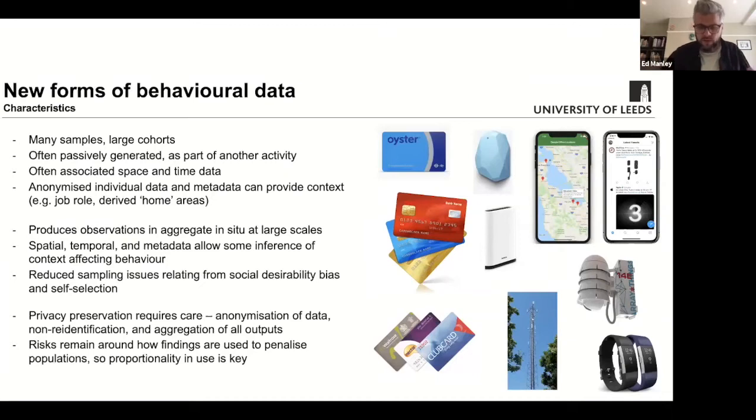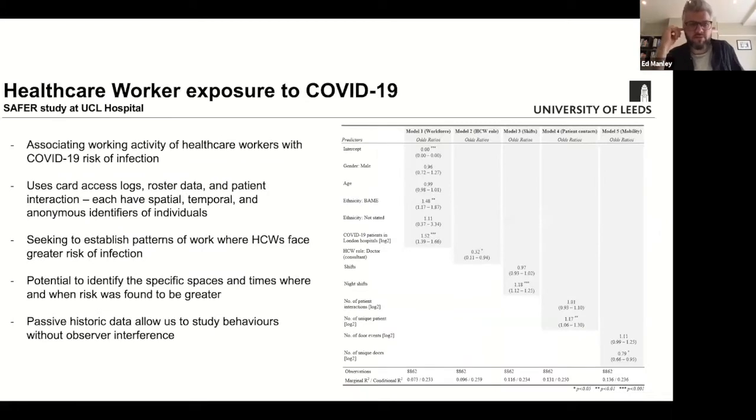So I'm just going to go through a couple of examples in terms of the pandemic where we've been using these types of data. So be super quick, but any questions I could cover after. So the first is using observational data in the form of card access logs, roster data, and patient interaction data to understand how healthcare workers are exposed to COVID in UCL Hospital.